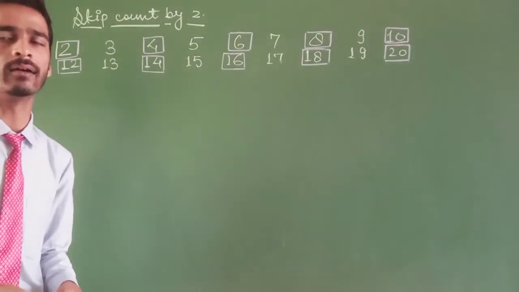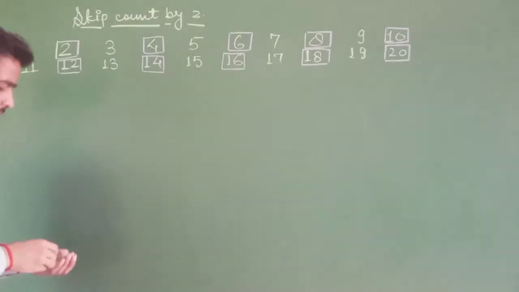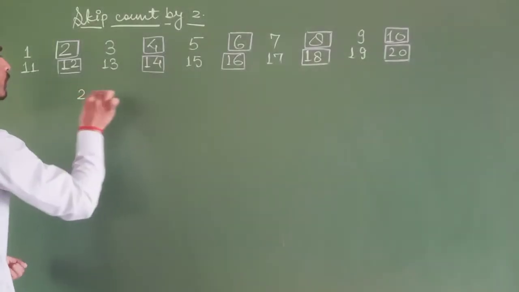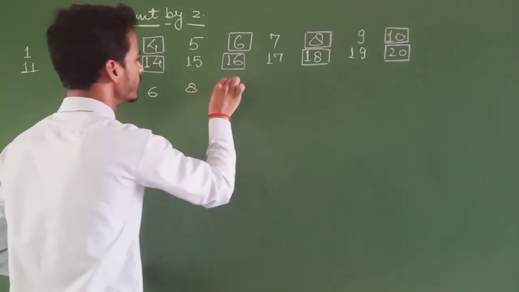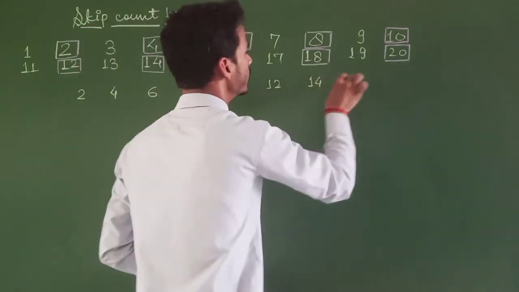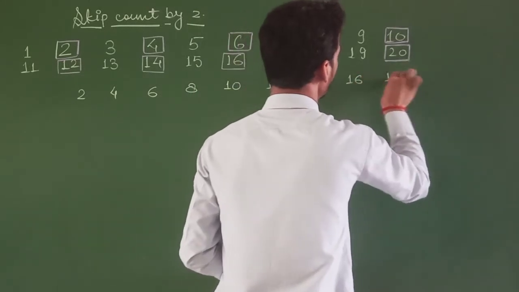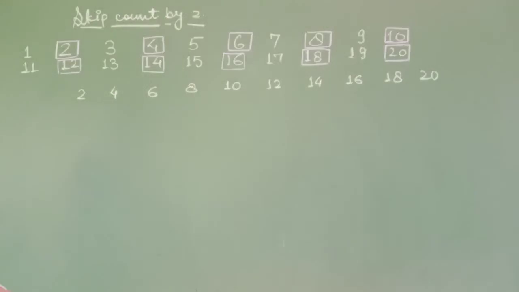And now write the numbers you have colored. These numbers are 2 4 6 8 10 12 14 16 18 and 20.